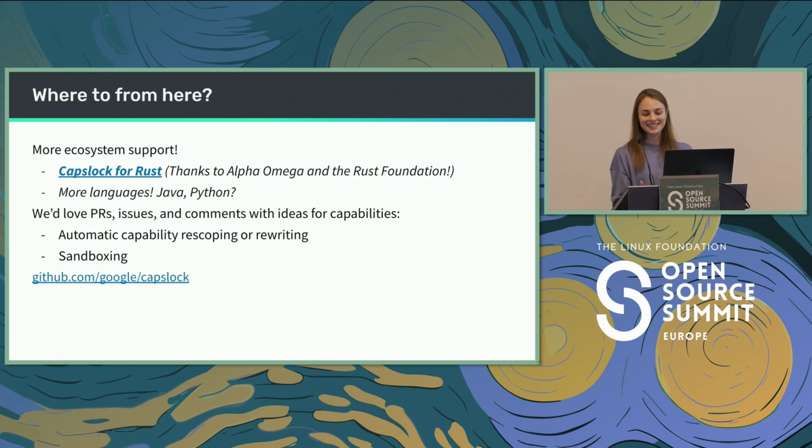Now that you're all convinced that capability analysis is an integral way forward for software security, what's next? Well, Capslock was originally implemented just for Go, but we'd love to see it implemented across as many language ecosystems as possible. Really excitingly, thanks to the Rust Foundation and Alpha-Omega, Capslock for Rust is now in pilot, which is so cool, so thank you so much to everyone who helped to make that happen. You can try it now, and I've included a link in the slides.